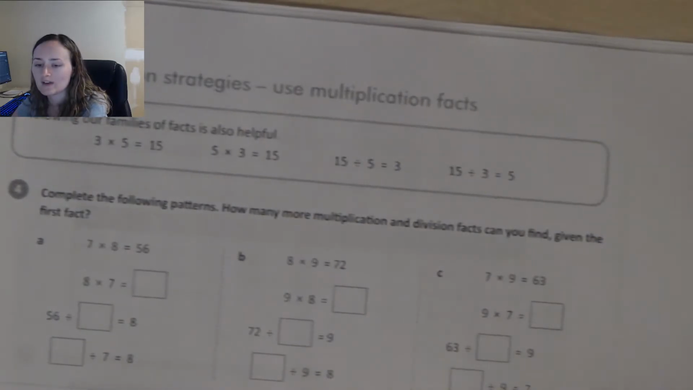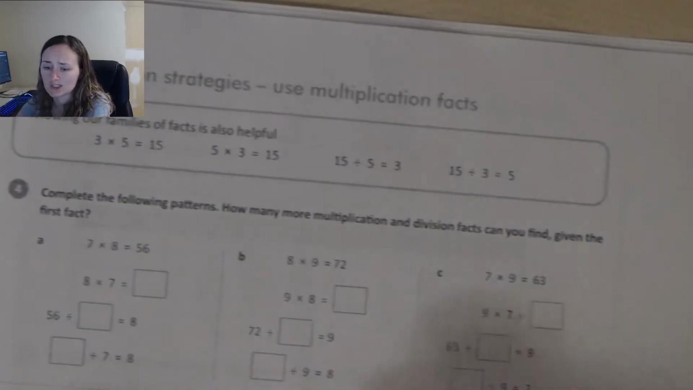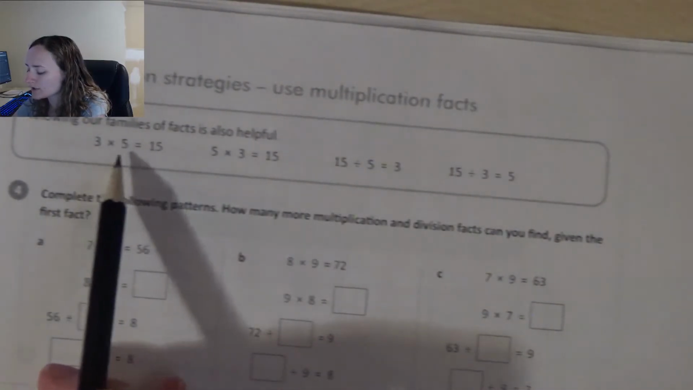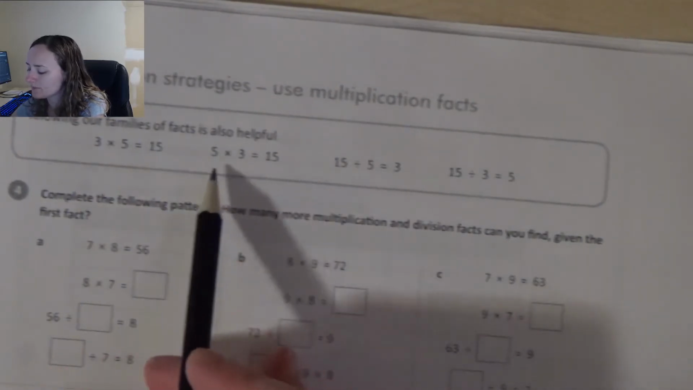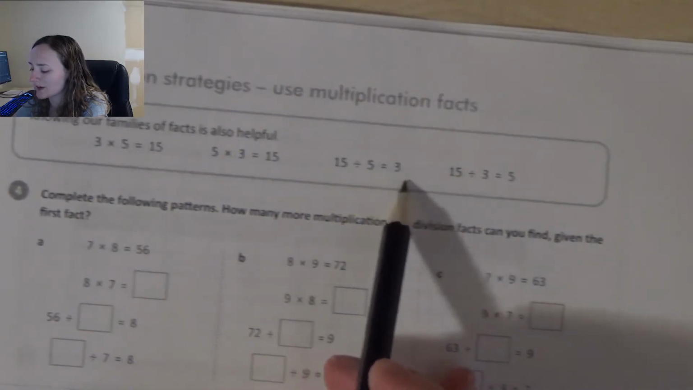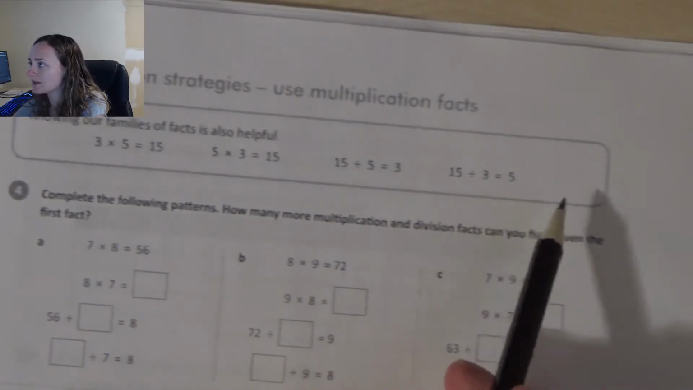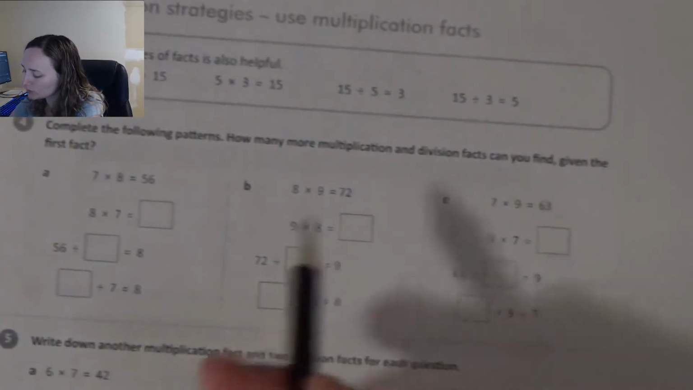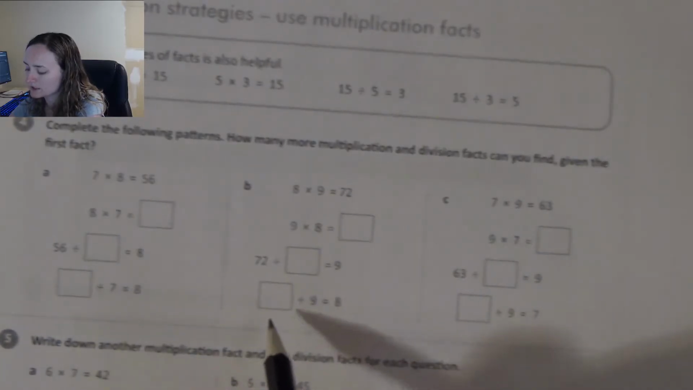So knowing the fact families, this is what I talked about a little bit earlier in the video, saying that kind of that inverse property that they're related to multiplication facts the same way addition and subtraction facts are related. So 3 times 5 is 15, 5 times 3 is 15, which means that 15 divided by 5 is 3, and 15 divided by 3 is 5. Okay, so for each one of these here in 4, you are going to fill in these empty spots.